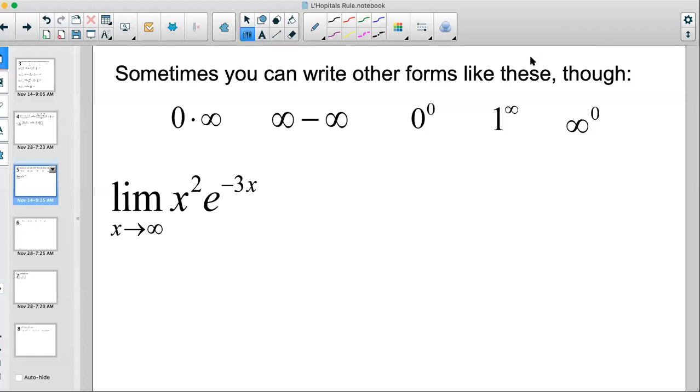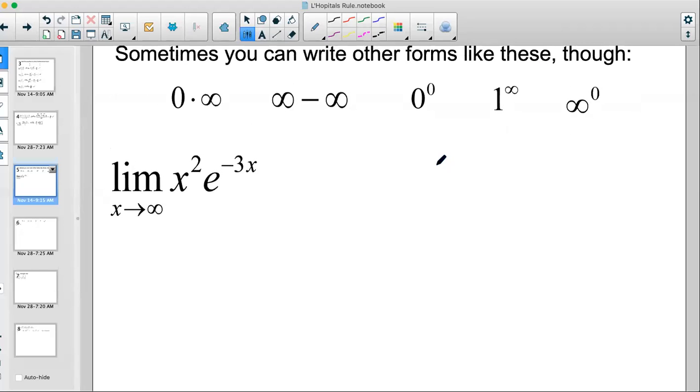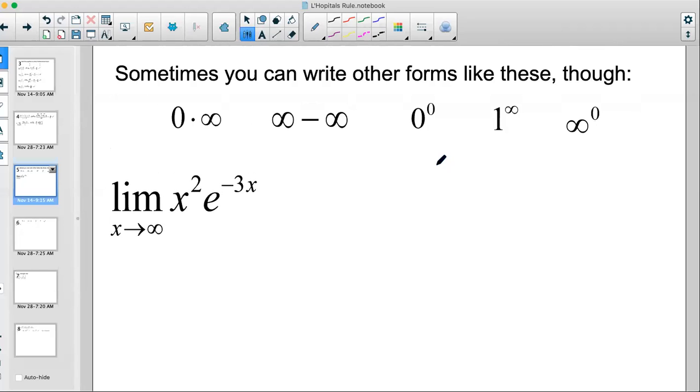Hey guys, welcome back. As promised, we're going to do a couple of examples of L'Hopital's rule here, just to see what happens. This is an example of one that's not in the indeterminate form yet. As x approaches infinity, e to the x squared is infinite, and e to the negative 3x is 0.